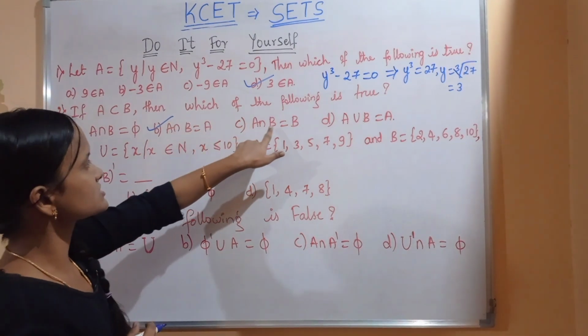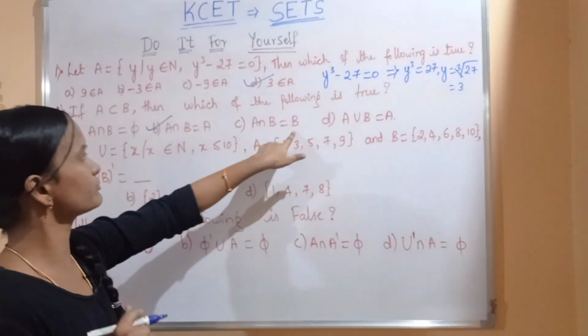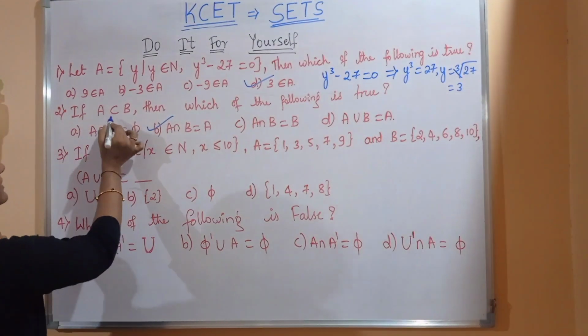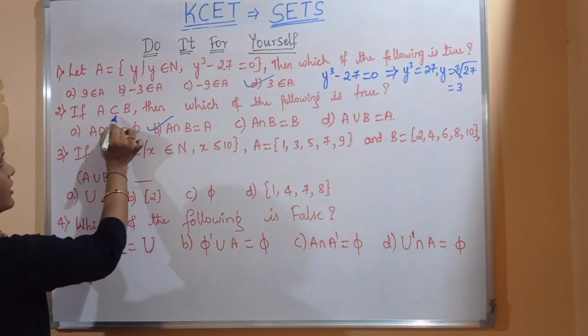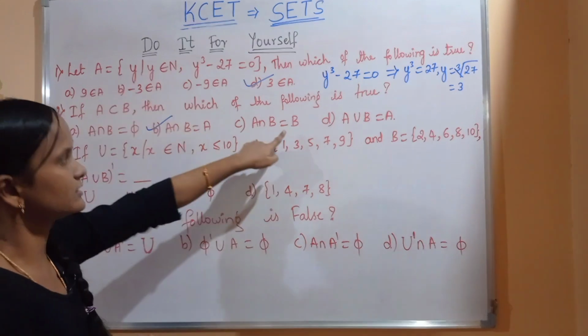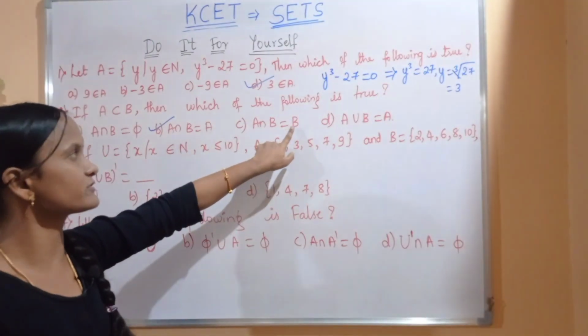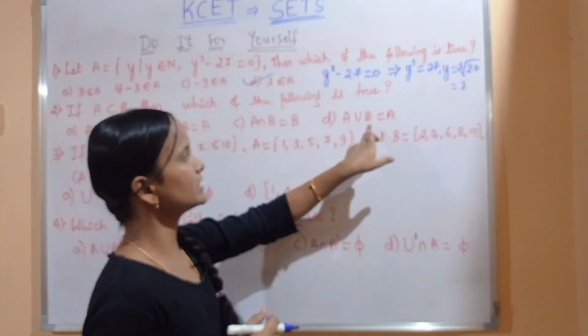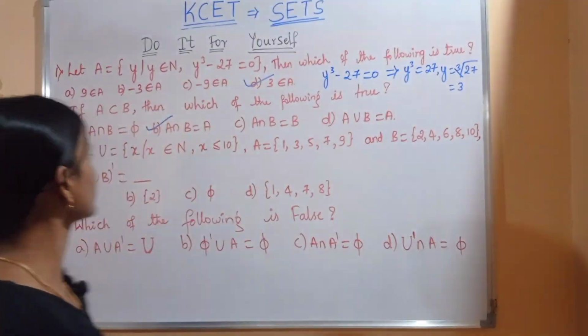And here, A intersection B is equal to B? No, it is not possible. They have not given that it is equal to. If they had given A is a subset or equal to, then there may be a chance of getting B. Next, A union B is equal to A. This is also not correct.